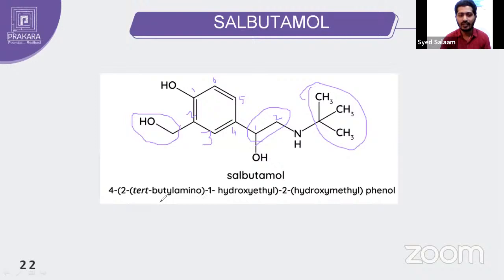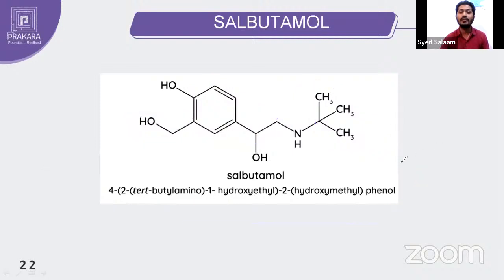So 1-hydroxy ethyl, we are having tertiary butyl amino. This is the tertiary butyl amino part. Tertiary butyl amino, 1-hydroxy ethyl, 2-hydroxy methyl. On the second position, what are we having? 2-hydroxy, second of the phenol. On the fourth, we are having this tertiary butyl attached to 1-hydroxy ethyl, 2-hydroxy methyl, phenol. So this is our salbutamol.